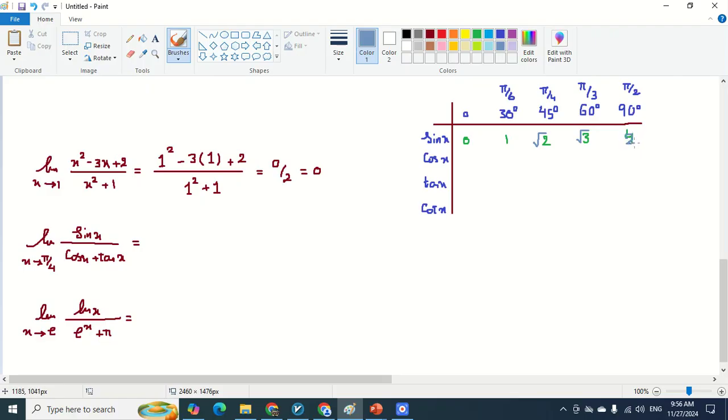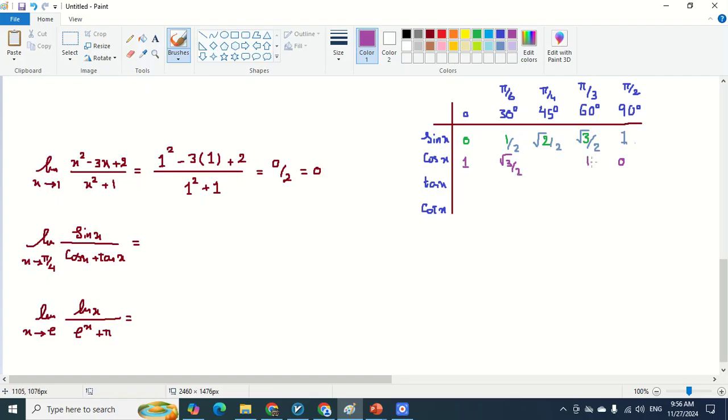Then we should divide everything by 2. 0 over 2, 1 over 2, root of 2 over 2, root of 3 over 2, and 2 over 2 is equal to 1. So I should replace that last value by 1. Right now, to calculate the values for the cosine, we should interchange their places, meaning that 1 should be placed at the left, then 0 at the right, root of 3 over 2 here, and 1 over 2 at the right side of that one.